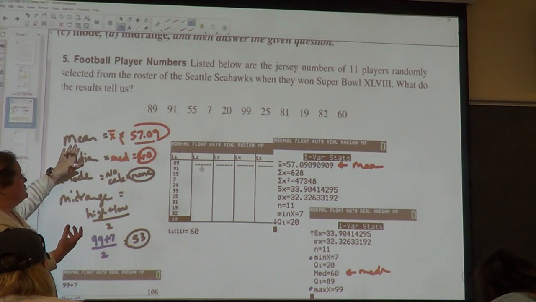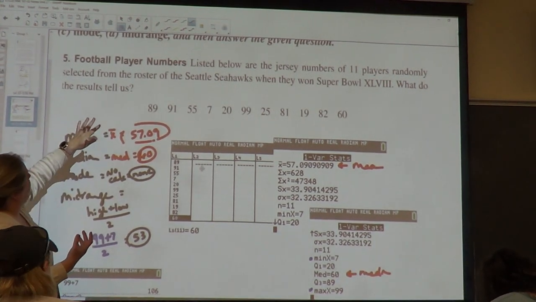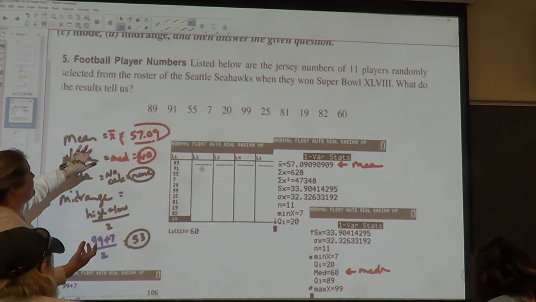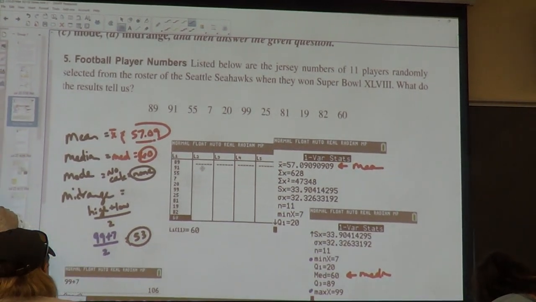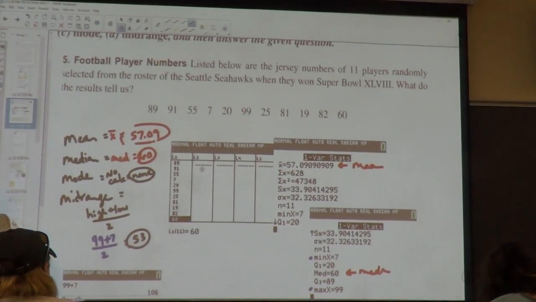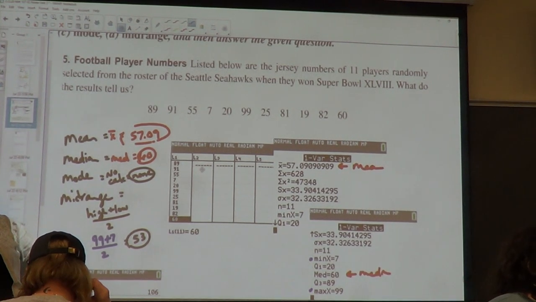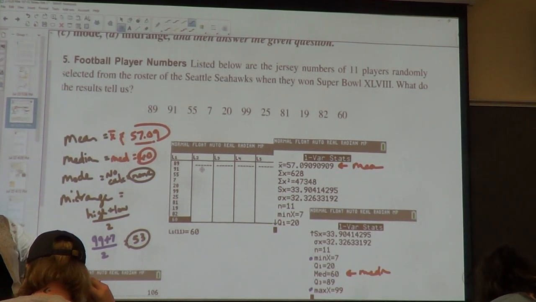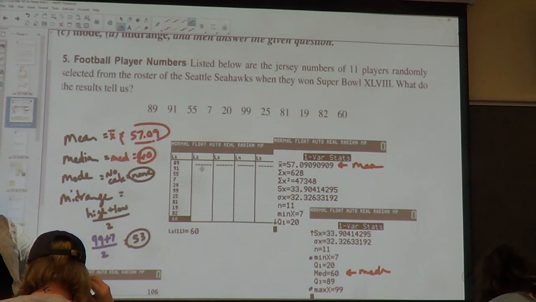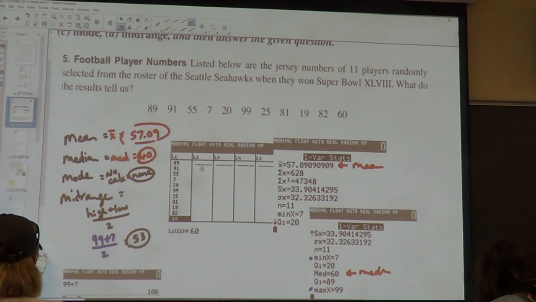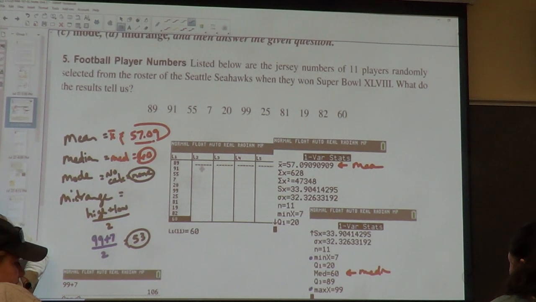Yes. So if I said the Seattle Seahawks, I think that's who we're doing, their average jersey number is 57.09. Does that mean anything mathematically? No. Why does it not mean anything mathematically? You can't have 57.09 jerseys. You can't have a 57.09 jersey.